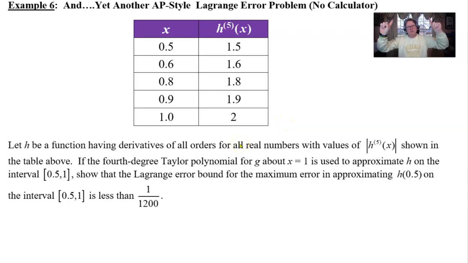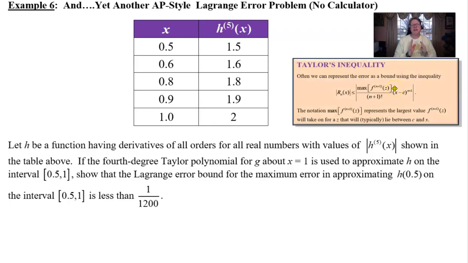But as I said before, it all starts right down here below. We've got to know Taylor's inequality. This thing just drives about every Lagrange error bound problem that you're going to come across. So one of the things that I like to tell my students to do is maybe underline some of your key players. If we know that we're looking at a fourth degree Taylor polynomial, that means that our n throughout that formula is going to be 4.